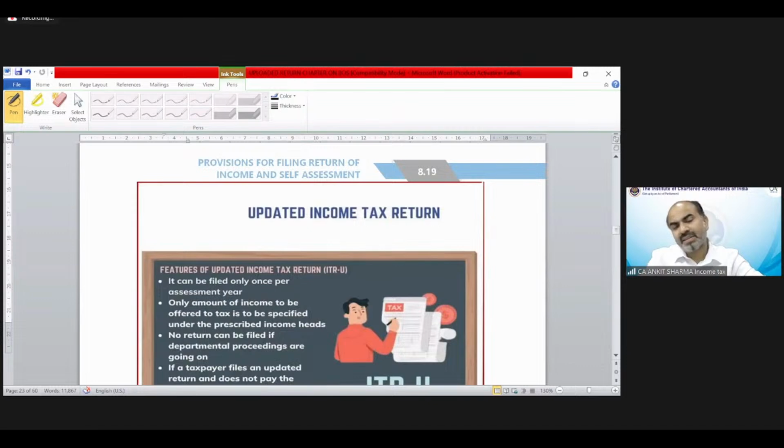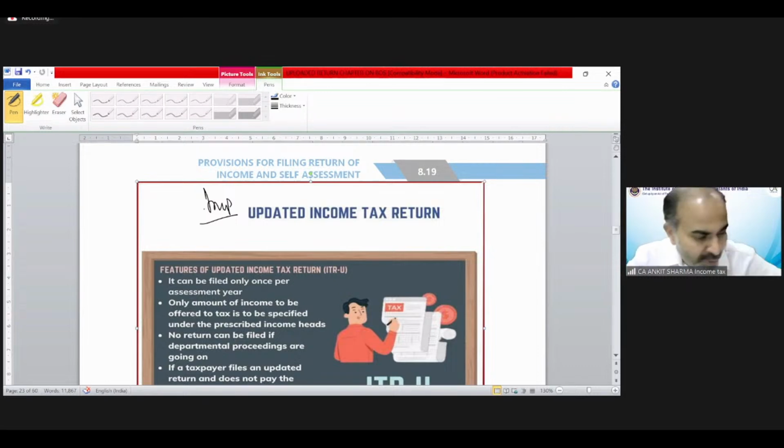Updated return, again, is an important topic in my opinion for the purpose of examination. Everything is important, of course. The first important topic from this chapter was compulsory filing of return of income. So those persons need to file income tax return compulsorily. That was a very interesting topic and it could be asked in examination. And the second important topic in my opinion would be the updated income tax return.